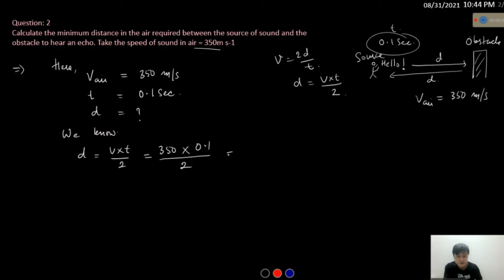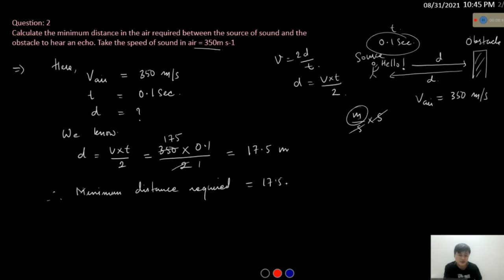So this will become how much? 2 1 are 2, 2 1 are 2, 2 7 are 14, 2 5 are 10. So this will become 17.5, and since we are finding distance, this will be meter. Here the unit is meter per second into second. Second will cancel, the unit will be meter. Minimum distance required is equal to 17.5 meter. All right, you can see.